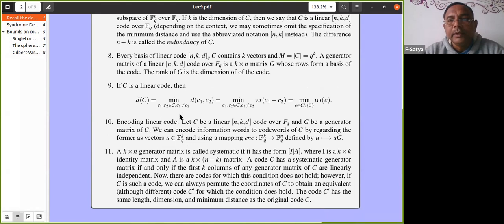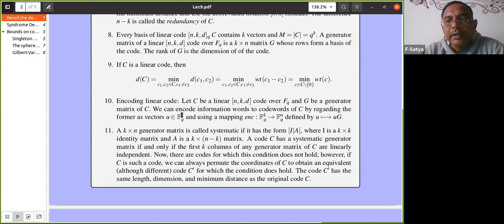So in a linear code, the distance of the code is equal to the minimum of the distances between all different code words c1 not equal to c2. But that is the same as the weight of c1 minus c2, right? Now since c1 is not equal to c2, c1 minus c2 is not equal to 0. So this can be converted into the minimum of the weight of c, where c belongs to C minus 0. This is the one I am using throughout.